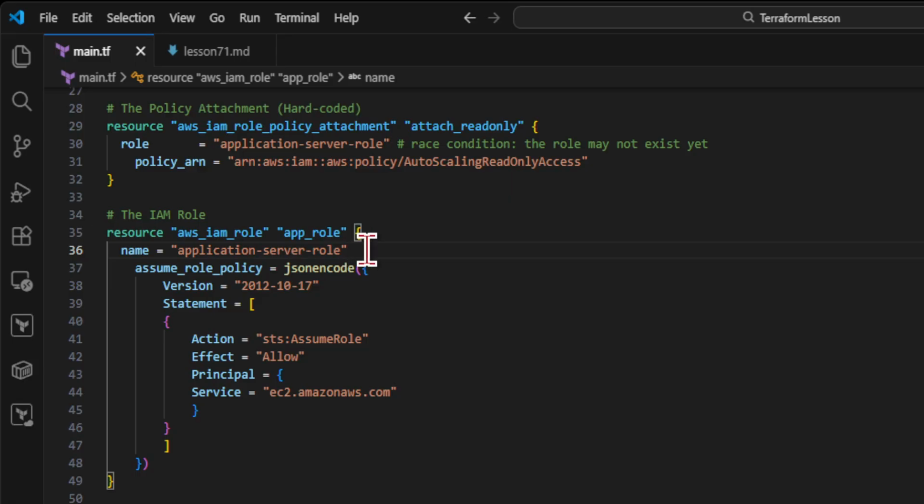A graph edge only exists when Terraform can detect a reference. Hard-coded identifiers bypass the graph because Terraform cannot see the relationship. The planner then treats the resource as independent. The outcome is a race condition where Terraform may create a resource before its required dependency exists.